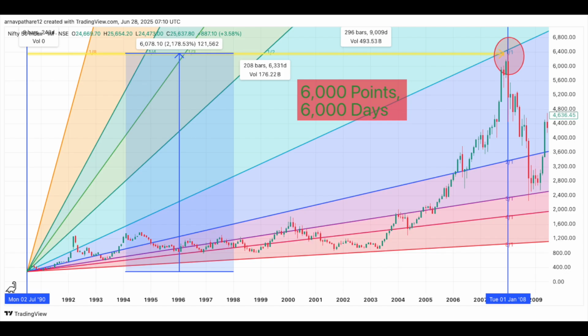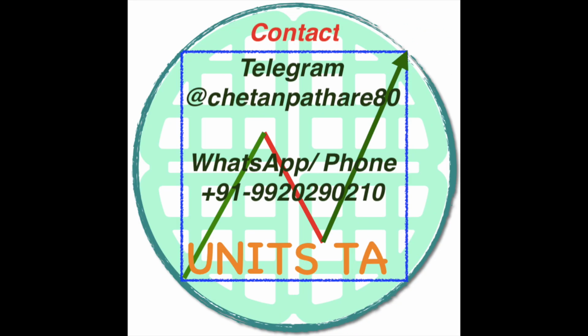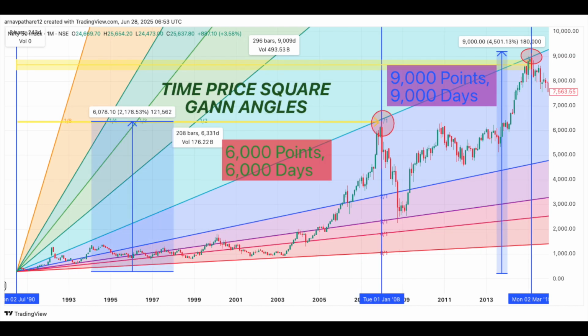So this is 6,000 points which has been moved from 1990 to 2008, and this number of points have been moved in 6,000 days accordingly. So this is what has been considered. The number of points are 9,000, and in 9,000 number of days we are getting 9,000 points. So this is what is called squaring of time and price in a much easier language.